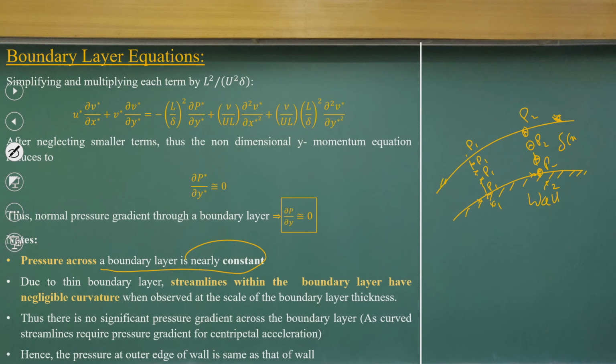Due to the thin boundary layer, the streamlines within the boundary layer have very negligible curvature. At the scale of the boundary layer, there is no significant pressure gradient across the boundary layer, as curved streamlines require pressure gradients. The pressure at the outer edge and at the wall is the same, that is what I am saying. If you have an outer edge and this, they will have the same pressure gradient.